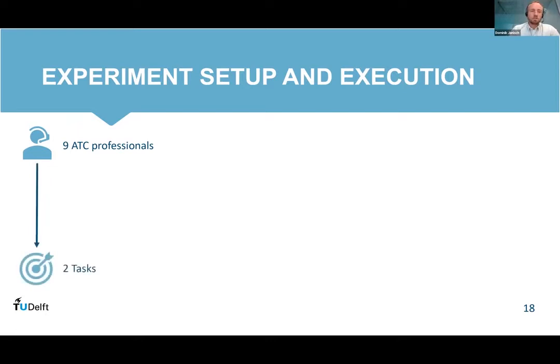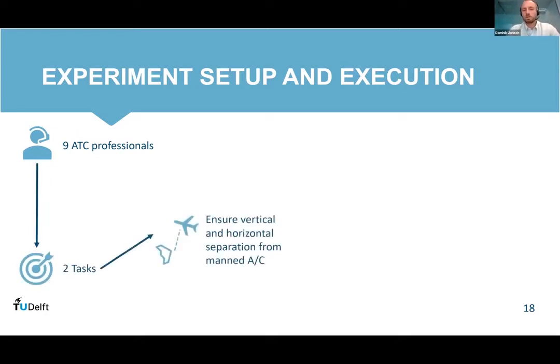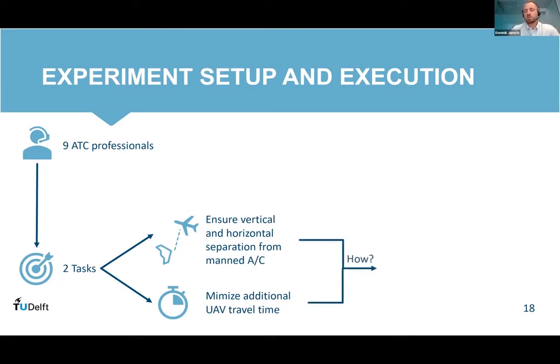And they were tasked with essentially performing 2 things. The first was to ensure vertical and horizontal separation of UAVs from manned aircraft in the scenario, and the second one was to minimize any additional UAV travel time that their actions would inhibit on the UAVs operating in their airspace. How would they do this? We were only giving them a single tool, because that's the tool that we wanted to test, and that is the utilization of geofences or a grid of geofences to perform any type of traffic deconfliction actions.